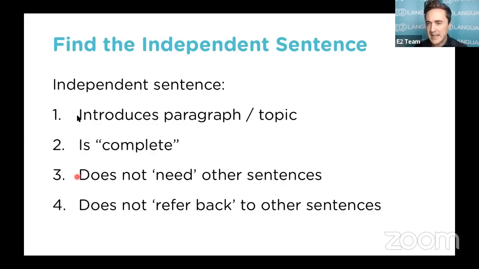It doesn't need other sentences to make sense. It does not refer back to other sentences, okay? So your first sentence is complete, it introduces the topic, and it does not refer back. It's just autonomous, it's independent, you need to find it.